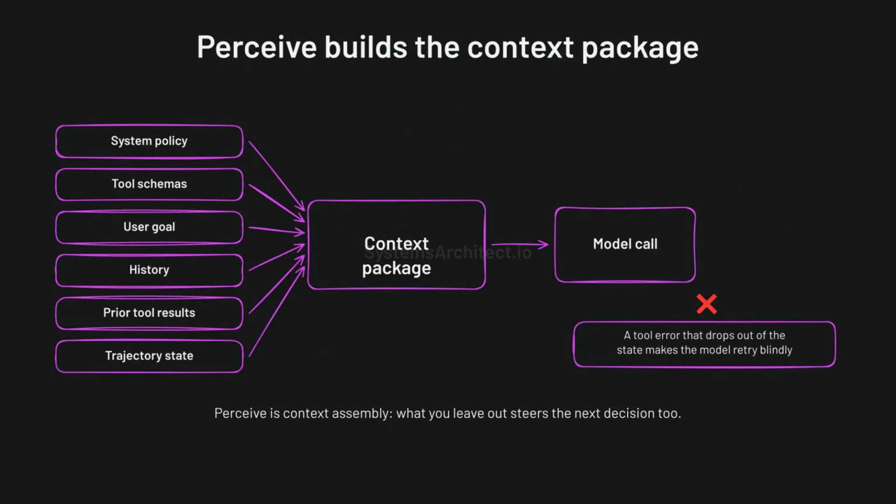Perceive is context assembly, not robotic sensors. On turn one, you pack system policy, tool schemas, and the user goal. Later turns add history, prior tool results, and short-term trajectory state. What you omit shapes the next decision as much as what you include. If a tool error drops out of the prompt state, the model may retry blindly.